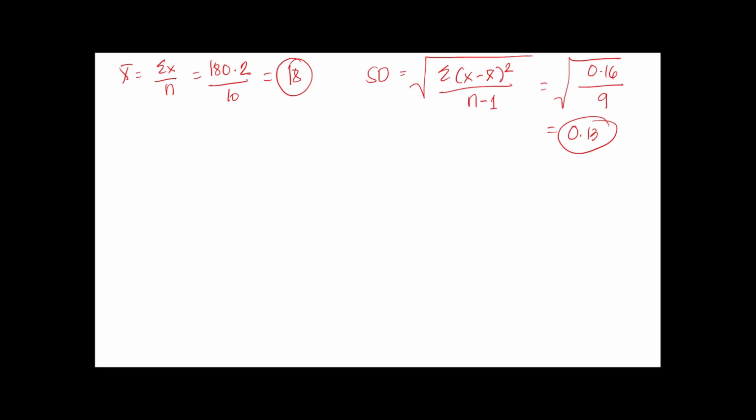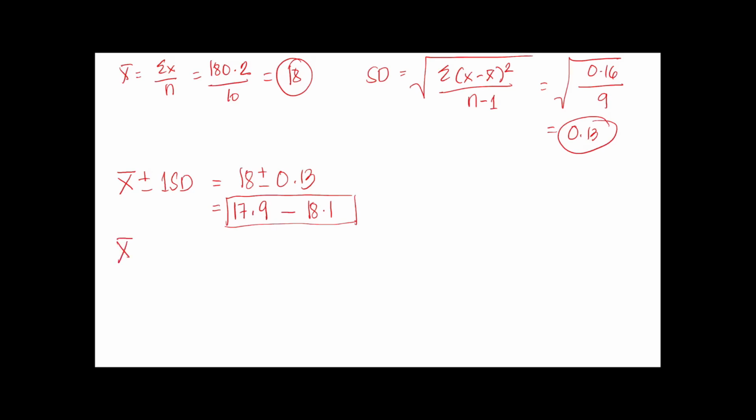To get the first SD, we have the formula: the mean plus minus first SD. That gives us 18 plus minus 0.13. So the range of values for the first SD is 17.9, which is 18 minus 0.13, up to 18.1, which comes from 18 plus 0.13. So this is the range of values for the first SD.